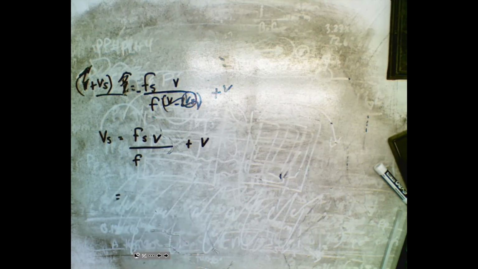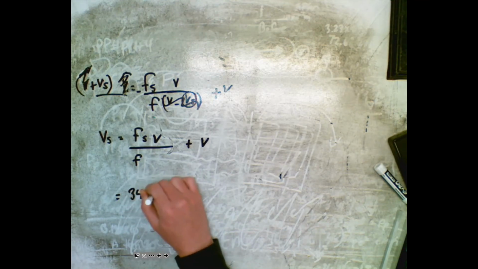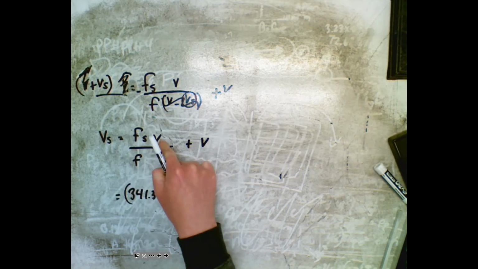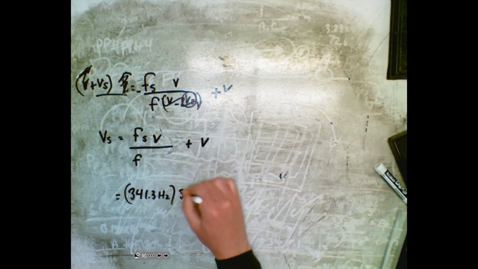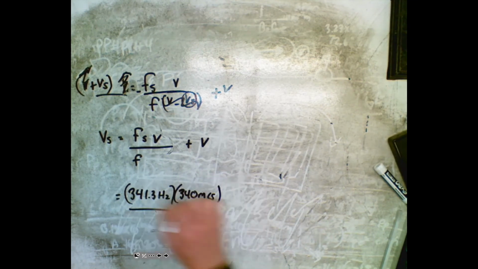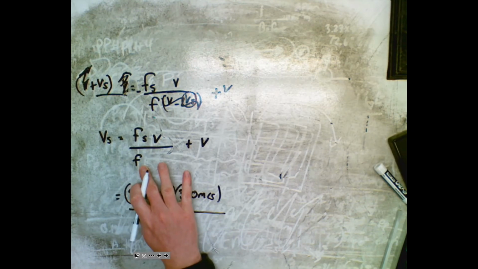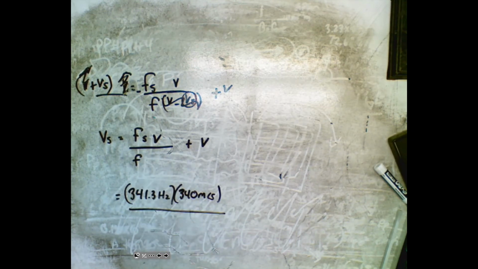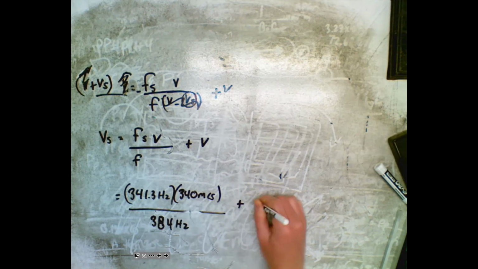So they tell us that the frequency of the source, that's the actual frequency, is an F note. And in that chart, it tells us an F note is 341.3 hertz. And this V is the speed of sound, which they tell us to be 340 meters per second. And this F down below is our apparent frequency. So we hear that as a G note, and a G note on our chart is 384 hertz. And we have to add on the speed of sound to our answer.